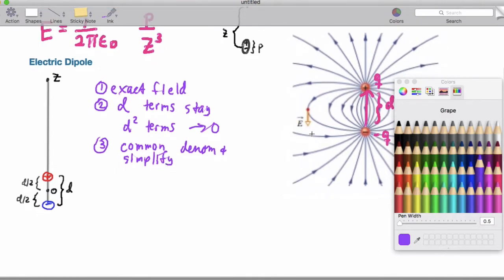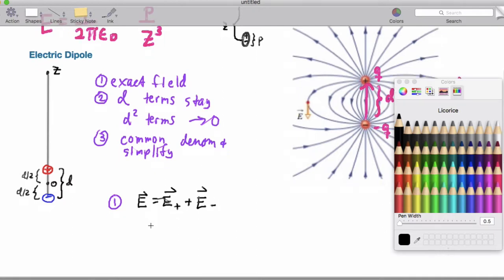So here we go, working with this. First we get the exact field. So step 1 is us writing down the electric field from the positive and the negative charge. So let me just write it as E from the dipole is going to be equal to E from the positive plus E from the negative charge.